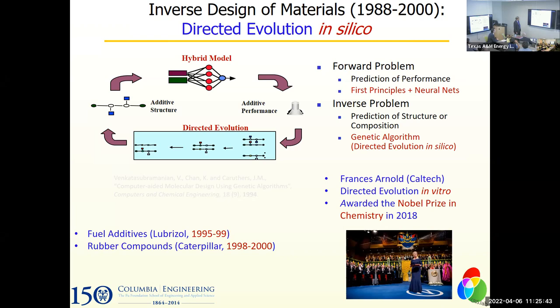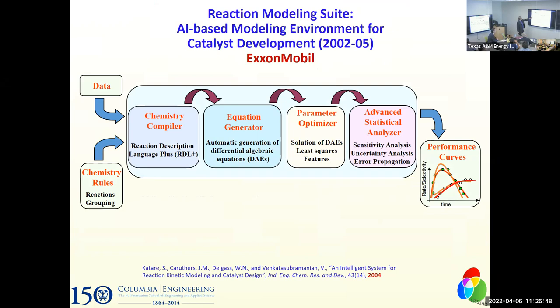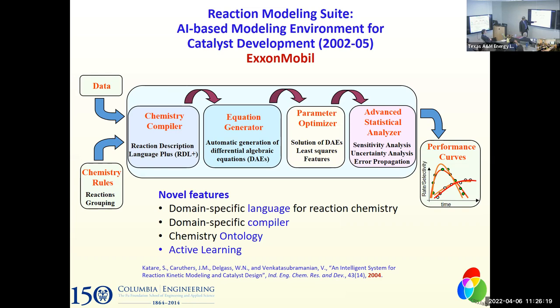Now, around the same time, we also designed this intelligent system for catalyst development for ExxonMobil, where given the data and also your initial understanding of the underlying chemistry, it automatically converted that into an internal representation, which we call reaction description language. From that, it automatically generated all the algebraic and differential equations, then solved it, and then inferred the parameters, and so on. So the novel features in this work was we developed the first domain-specific language for reaction chemistry-related knowledge. We also developed domain-specific compilers. Chemistry ontology was built.